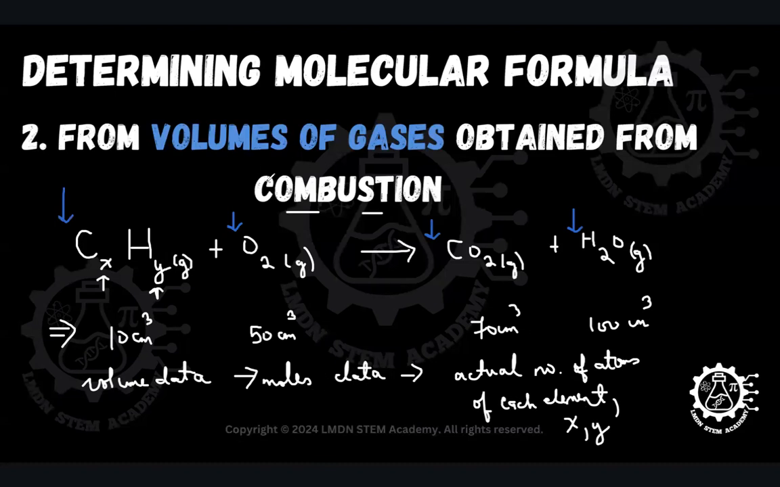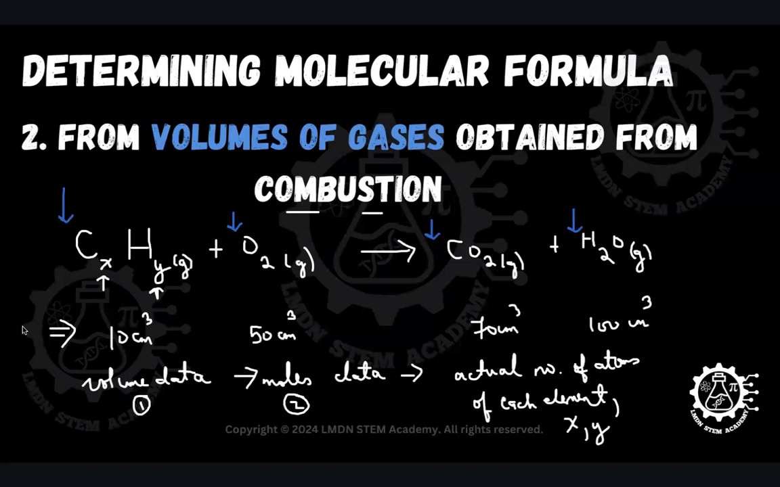And then from the moles, these stoichiometric amounts, we can actually figure out the actual number of atoms of each element in our molecule or hydrocarbon, where we're trying to find X and Y. Now, how do we get from this point, step 1, to step 2? How do we get there? What should we do to go from here to here?